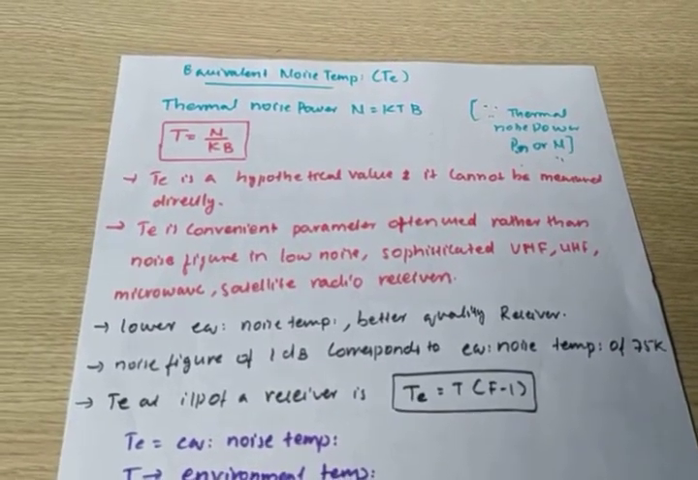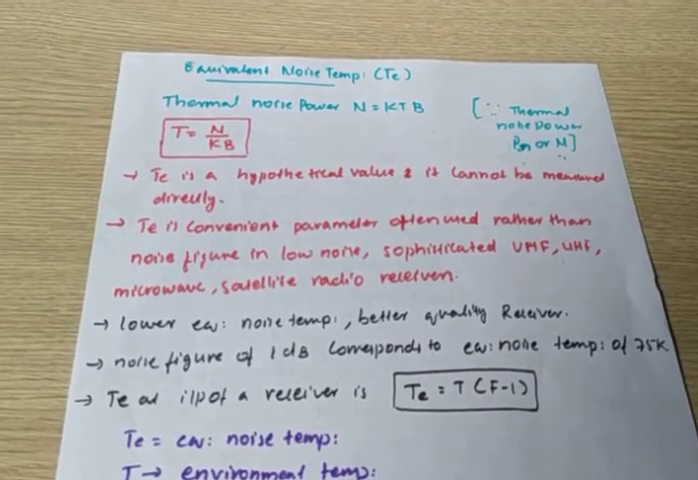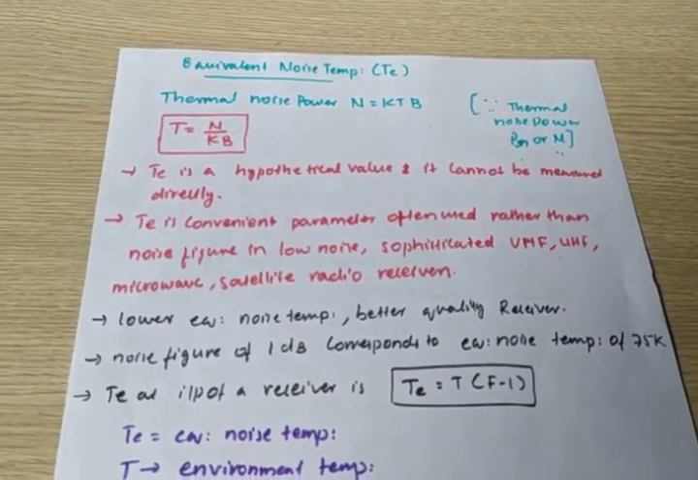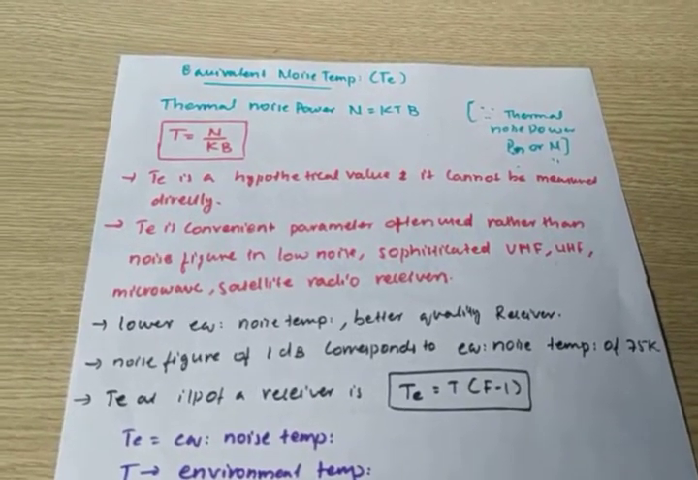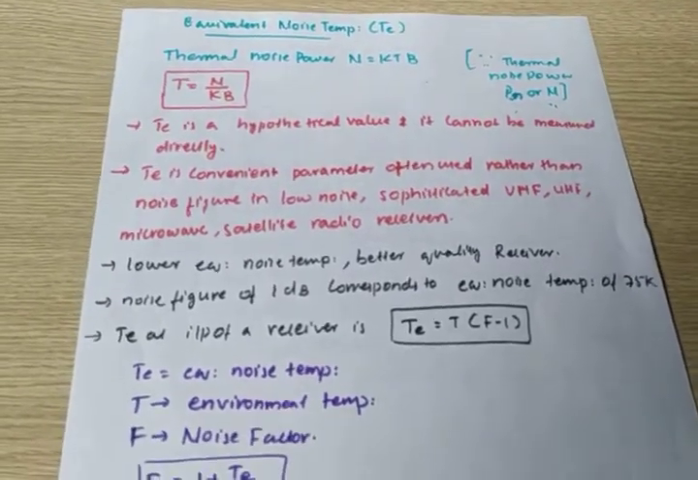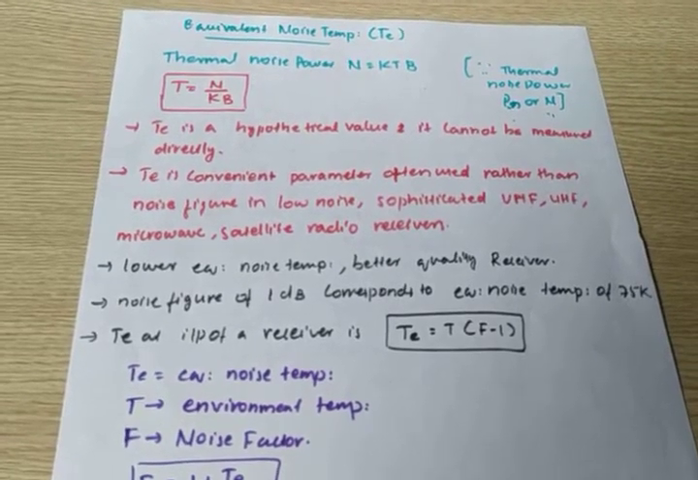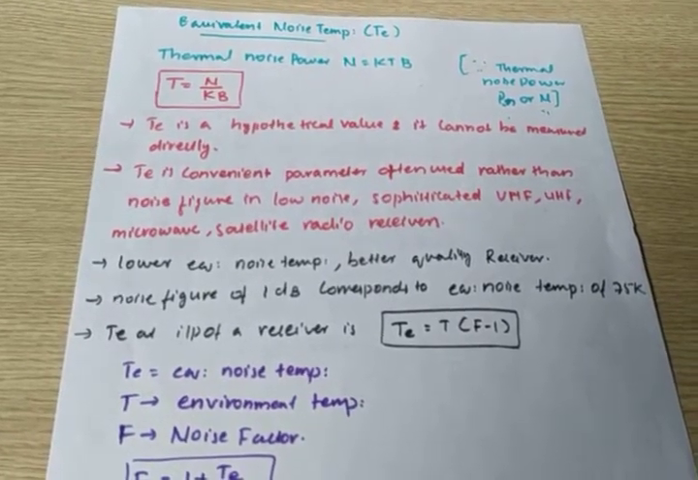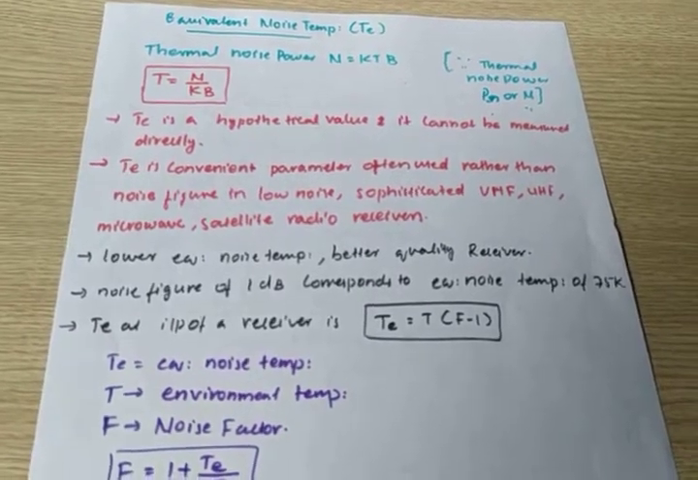So for more sophisticated systems, instead of noise figure, we consider noise equivalent temperature. This describes the quality of the system. As Te is less, we have a better quality system. A noise figure of 1 dB corresponds to a noise equivalent temperature of 75 Kelvin.